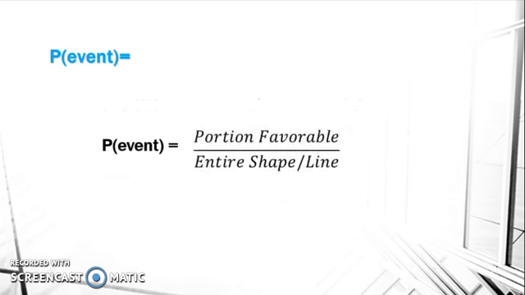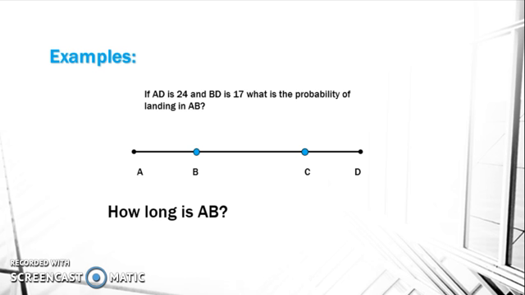So an example here. If AD, the whole line, is 24 and BD is 17, what is the probability of landing on AB? So the first question is, how long is AB? Because that's the portion favorable. Well, since the whole thing's 24, part of it's 17, we're going to subtract. We find that AB is 7. So now to find the probability, we do 7 out of the whole, which is 24. 7 over 24 is 29%.